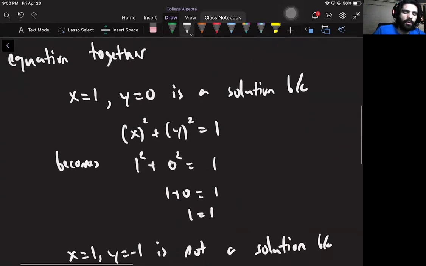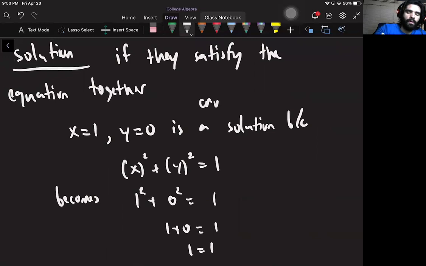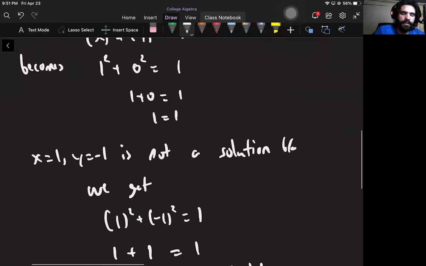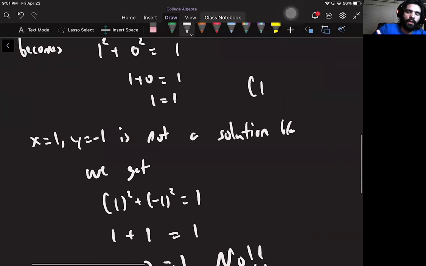It also means that the coordinate is on the graph of the equation. So if you were to graph it, then 1, 0 would be on the graph, but 1, negative 1 would not be on the graph. Okay, so that's just a little reminder.